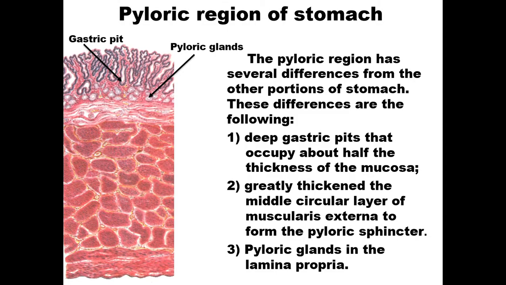The pyloric region of stomach has several differences from the other portions of this organ. These differences are the following. Deep gastric pits that occupy about half the thickness of the mucosa, greatly thickened middle circular layer of muscularis externa to produce the pyloric sphincter, and pyloric glands in the lamina propria.